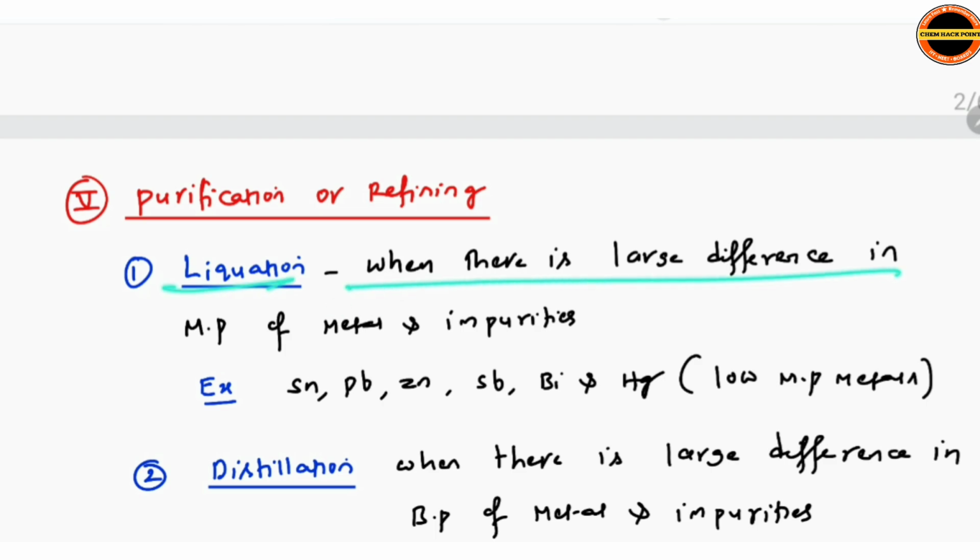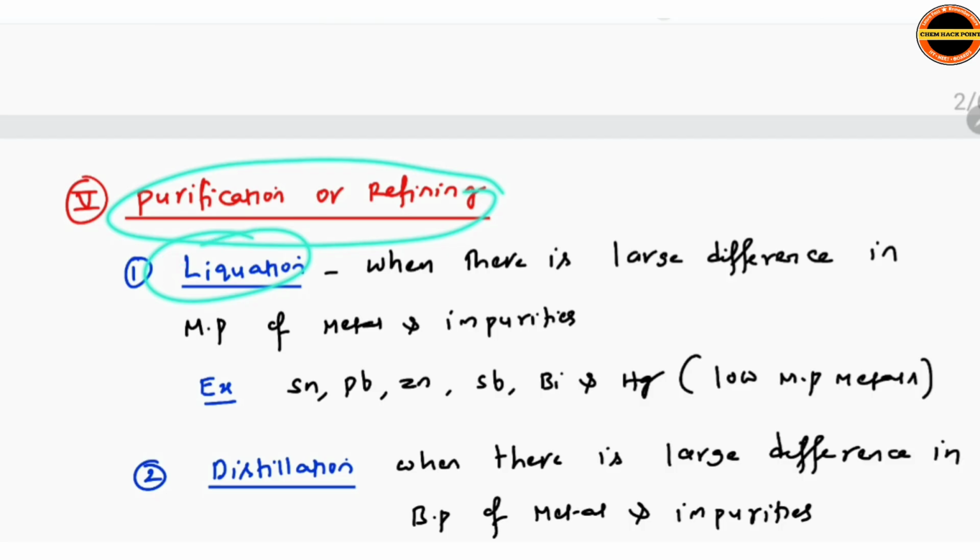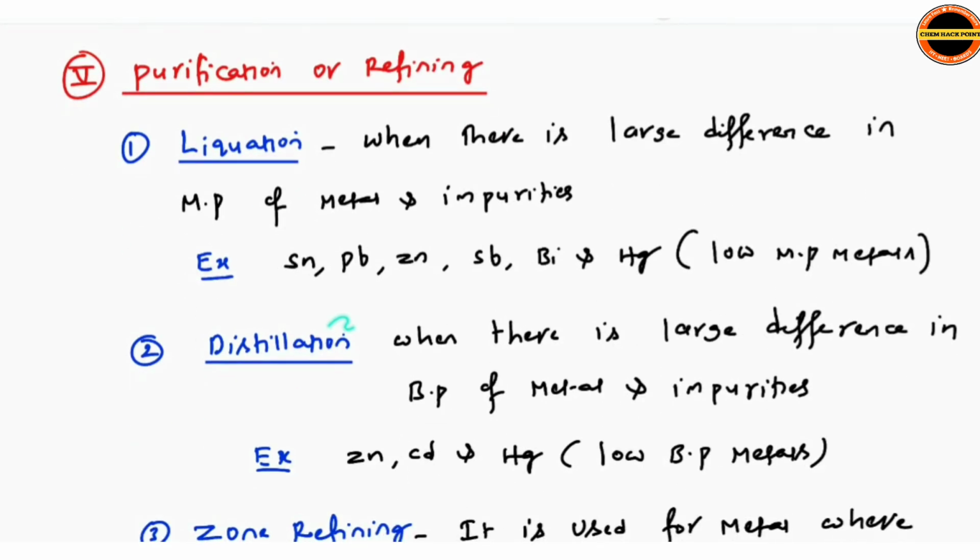Liquation: when there is a large difference in the melting points of the metal and impurities, we use liquation. Low melting point metals like tin, lead, zinc, antimony, bismuth, mercury can be purified by liquation. What we do is keep the powdered ore on a flat surface and heat it; the low melting point metal flows down, whereas the impurities stay there itself.